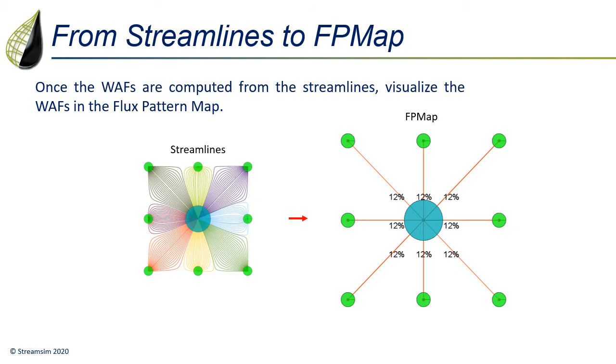Returning to our inverted 9-spot with equal production rates and computing the flux along streamlines between all well pairs, we compute injection WAFs of 12%, which is the same as the geometric case. For simplicity in the picture on the right, we collapse all of the streamlines into sticks and label each stick with the injection allocation factor value. We call this picture on the right the flux pattern map.